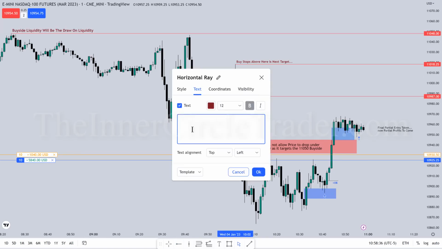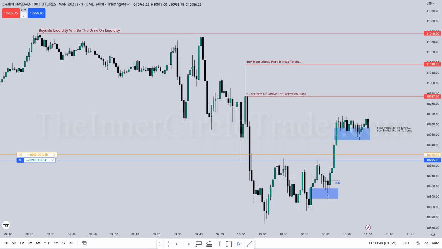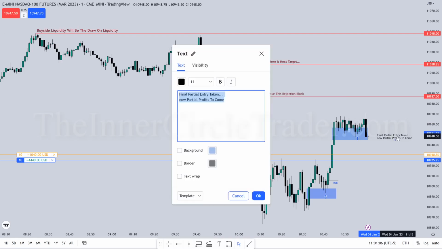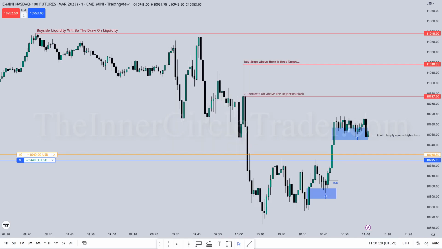Now right here, this is again the rejection block. So I'm anticipating price reaching up into that. And watch what the algorithm does here. It's designed to do this very thing here. When bull flags are correct and it's anticipating a higher run in price, it will always likely do this very thing right there. Boom, stops are engaged. So now I'm typing out that it will sharply reverse higher here based on what I just explained to you there.